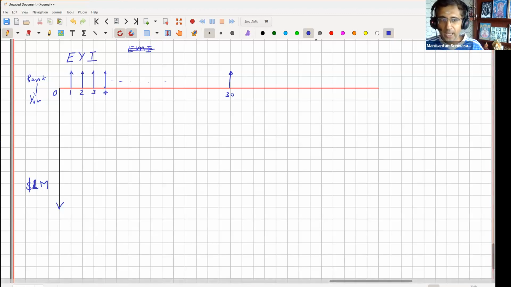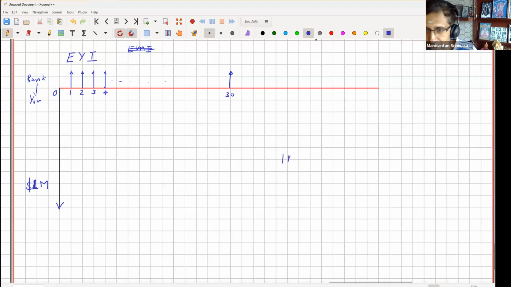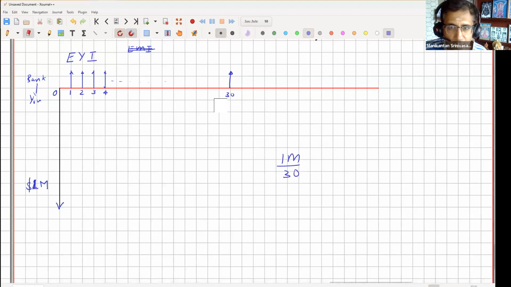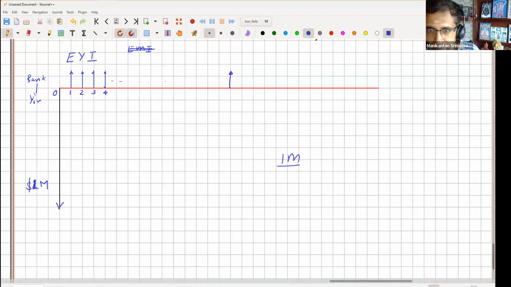So how much should you pay every year to tally out this 1 million, right? After 30 years, obviously, it will be more than 1 million, right? Because if you're paying exactly 1 million by 30... okay, let me make it 20 years so that it's a round number. I'll just say 20 years, right?